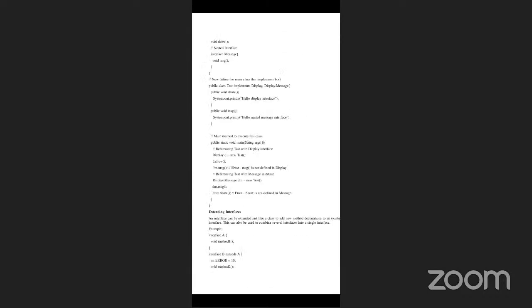Please look at this last slide. Interface Display. I'm just taking a method called void show. In that, I'm writing another interface, Message. The first interface name is what? Display. Under that, I'm taking one more interface, that is Message. In that, only one function, that is msg.